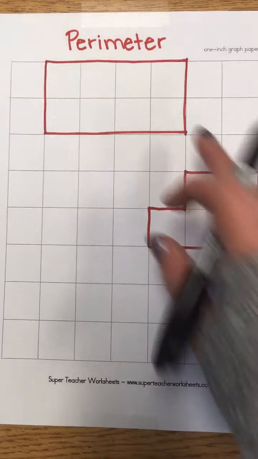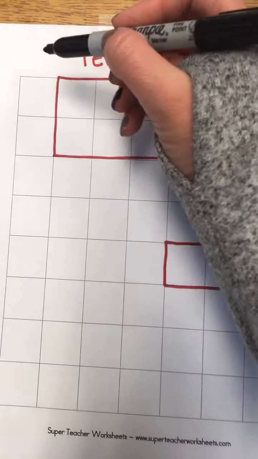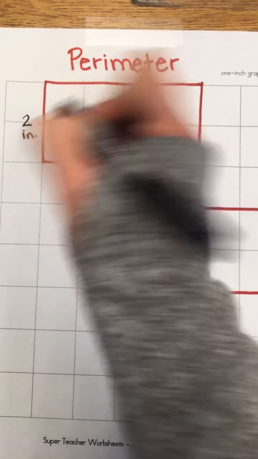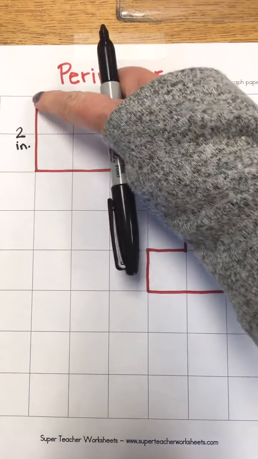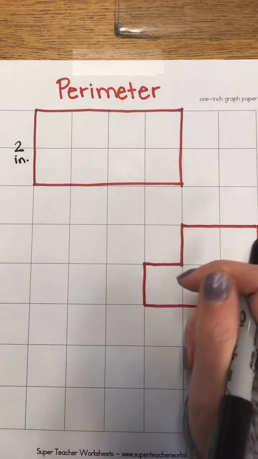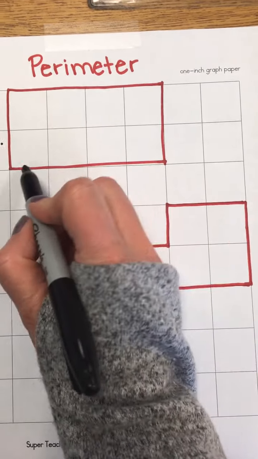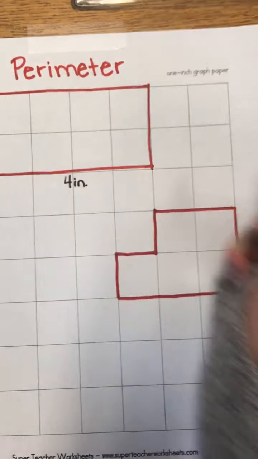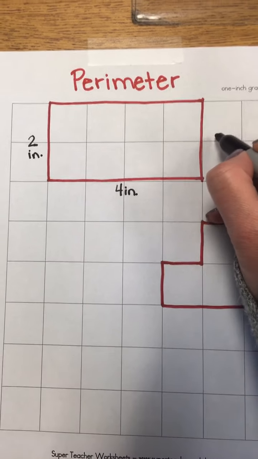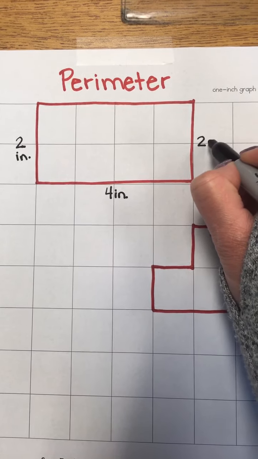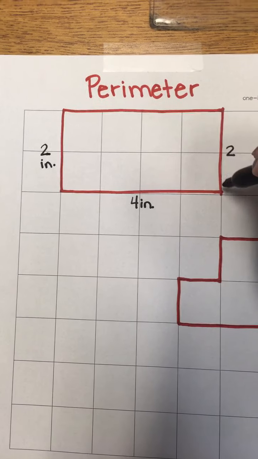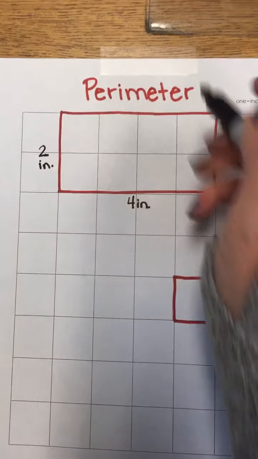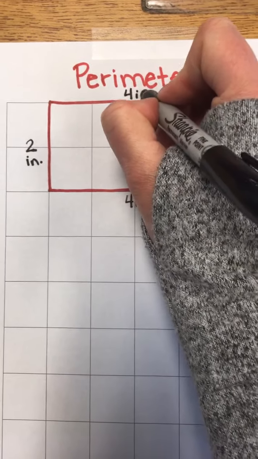So let's go ahead and start with this rectangle, okay? So if we look on this side of the rectangle, we can see that there are 2 units, and these are actually inches. This square is, so 1, 2 inches, okay? And we're gonna look at the length of this side, and we have 1, 2, 3, 4 inches. And since it's a rectangle, we know that this side is the same as the opposite side, and we can look at that and see 1, 2 inches. And then we also know that this side is the same as the opposite side because it is a rectangle. So that is 4 inches.